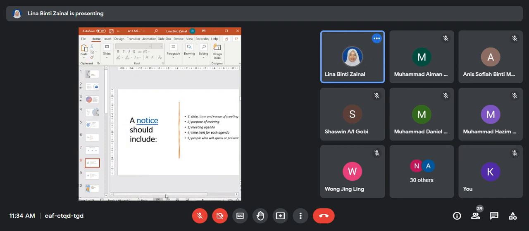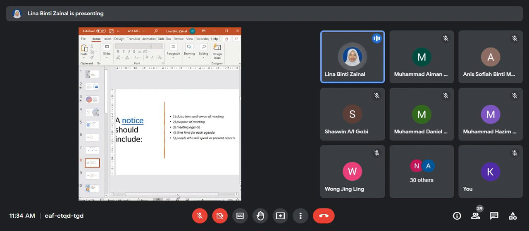Okay, so in the notice, what do you include in your notice? So first, you need to include the date, the time, and the venue of the meeting. So these are the most important things. Kena bagi tahu masa, tarikh dan tempat. Okay, date, time and venue of the meeting. And purpose of the meeting.